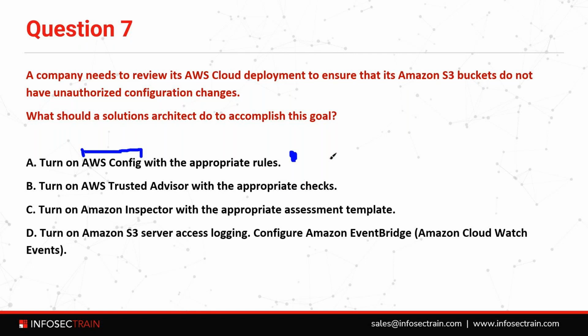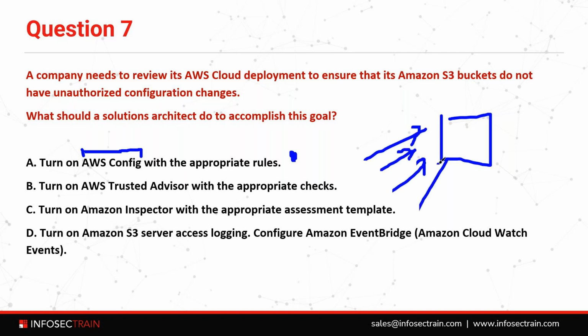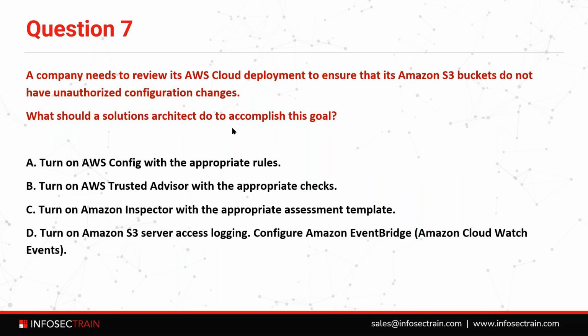Then you have the option to turn on Amazon S3 server access logging. This is just to track access requests, not to look for unauthorized configuration changes. Let's suppose this is my S3 bucket; I can see who made a connection to it, the access requests. But I just want to look for configuration changes. That is still Config, which provides it through the timeline feature, where I can see literally what changes have taken place. So the correct answer is going to be Config.